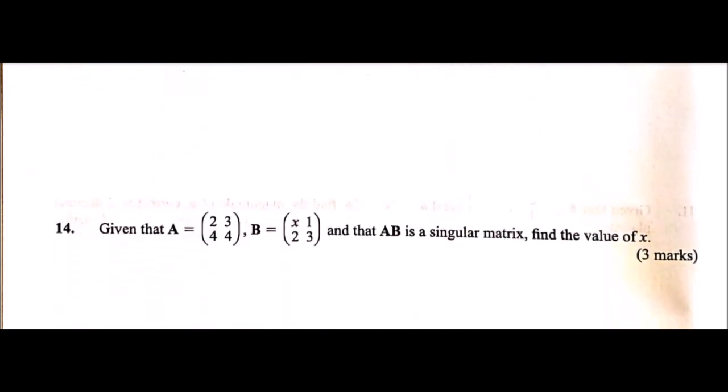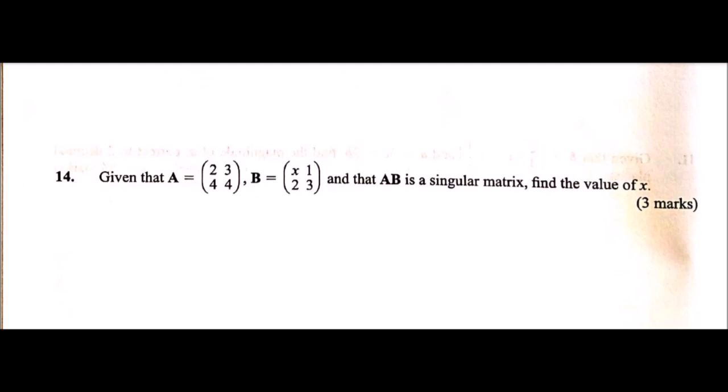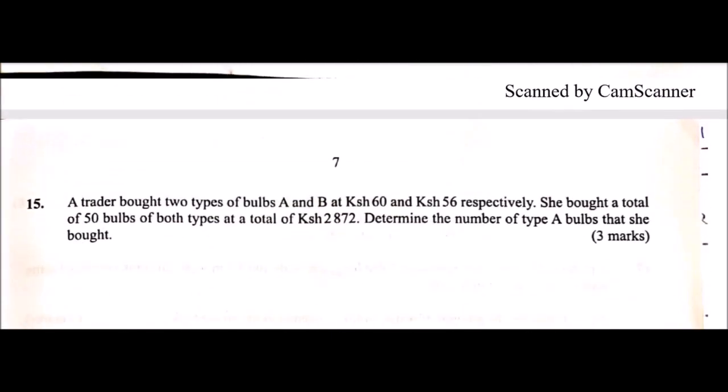This is on inequalities. You did that, I think, in form 2, simplifying inequalities you solve. This is on matrix, singular matrix. I should be able to know what we refer to as a singular matrix. Then we have number 15. We also have a trader who bought two types of bulb A and B at a cost of 60 shillings and 56 respectively. She bought a total of 50 bulbs of both types at a total cost of 2872 shillings. Determine the number of the type A bulbs that she bought.